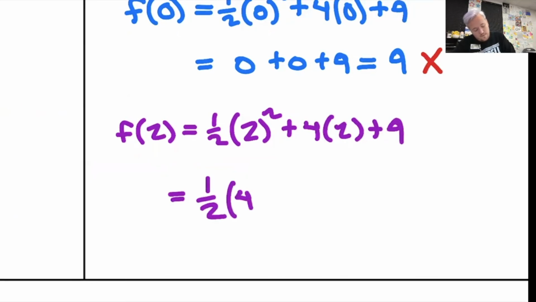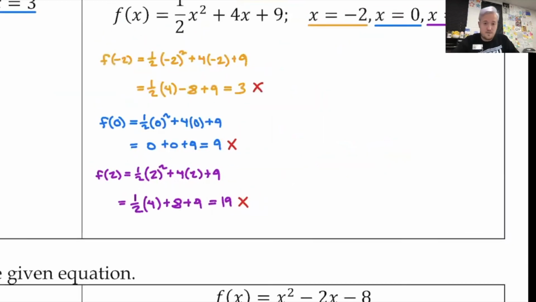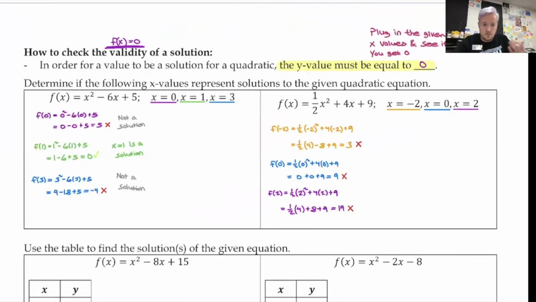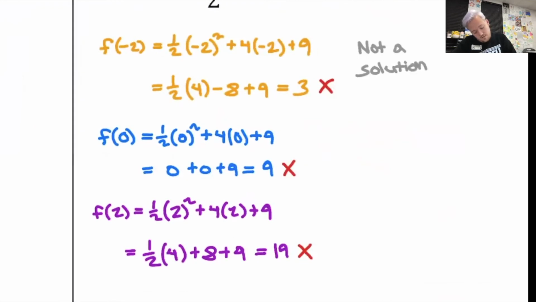So we're going to have 1/2 of 4 plus 8 plus 9. So 1/2 of 4 gives you 2. 2 plus 8 is 10, plus 9 is 19, which really does not work. So really, none of these work. None of them are solutions. So that's exactly how we would write it. Not a solution, not a solution, not a solution. Which is exactly what I'm going to do from over here.